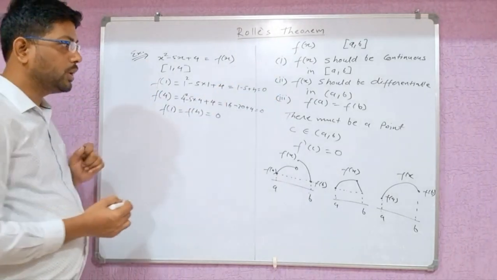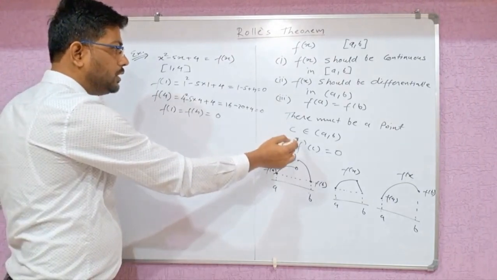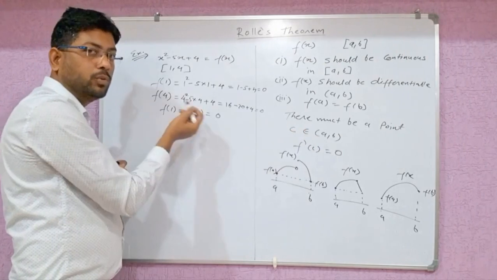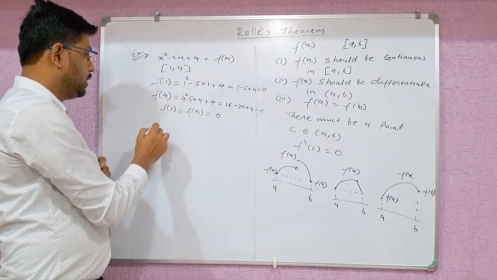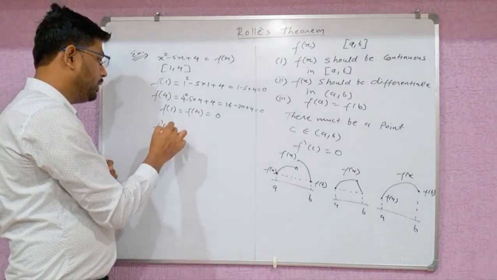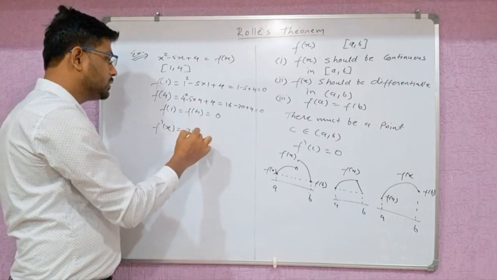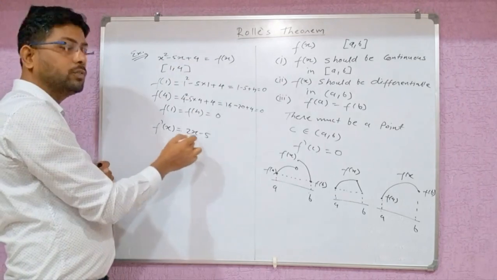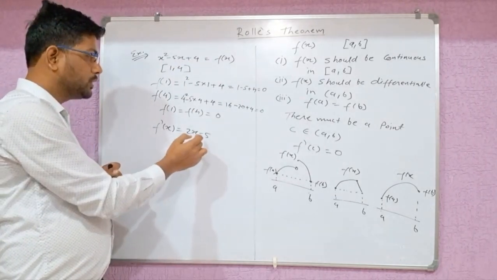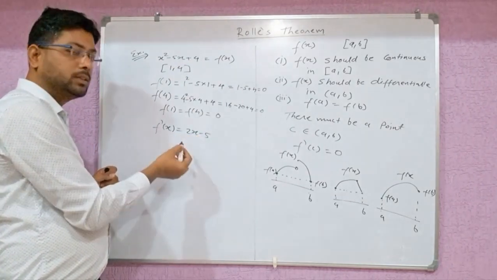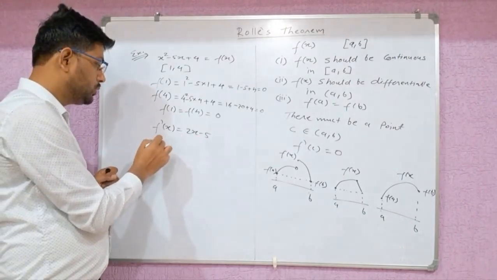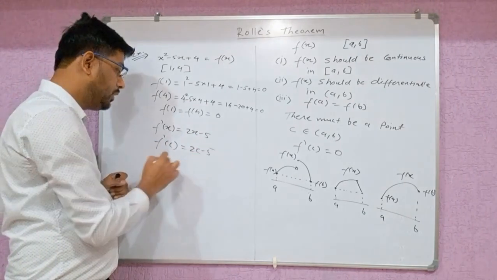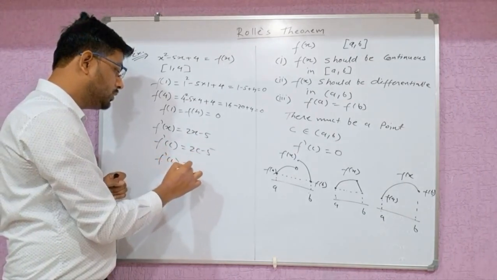So according to Rolle's theorem, there must be a point C. Let's check that this point C is there in this interval 1 to 4 or not. So f dash of x will be 2x minus 5, that is the differentiation of this f(x). Let's suppose that point is C. So f dash of C will be 2c minus 5, and f dash of C is equal to 0.